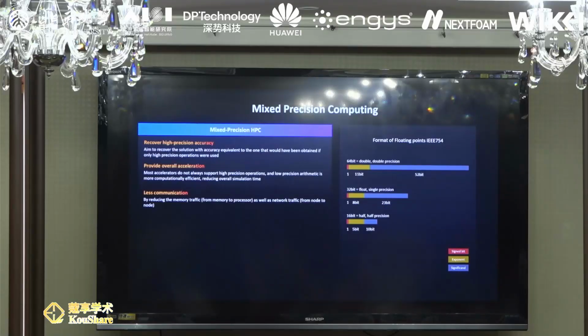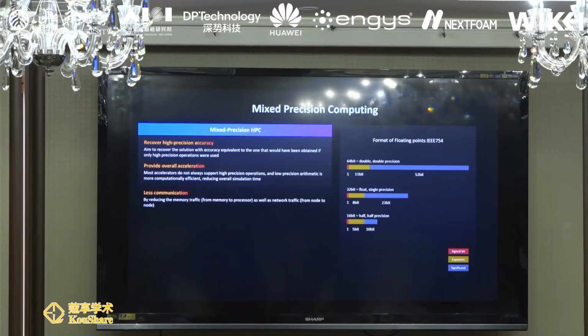So like I mentioned earlier, one of the challenges is that you don't want to lose any of your accuracy. So you want to offload the work to low precision, but recover as much as possible the accuracy that you would have got if you were using double precision computations. And so by offloading a lot of the work to low precision, you get acceleration because low precision arithmetic is usually more computationally efficient, so you can reduce the overall simulation time by doing that.